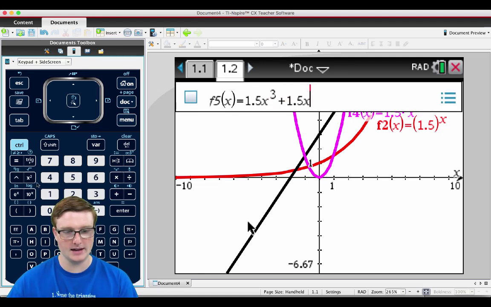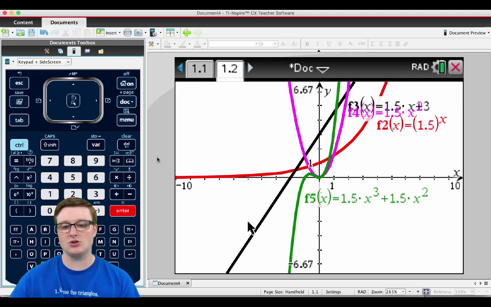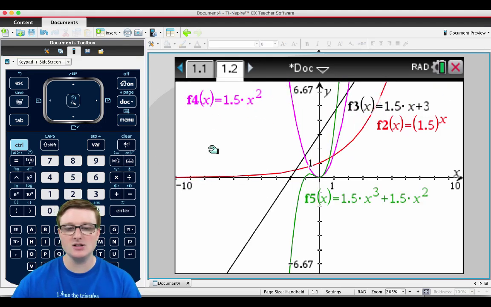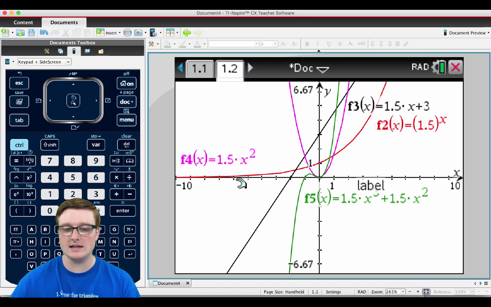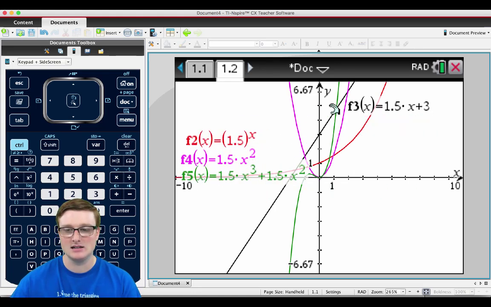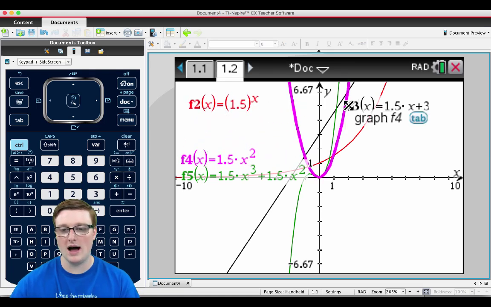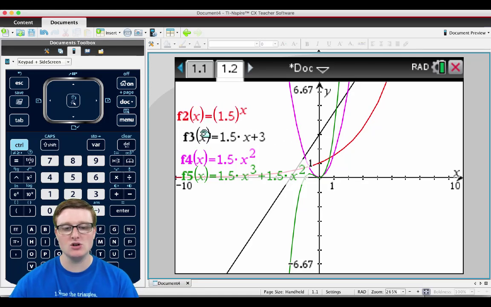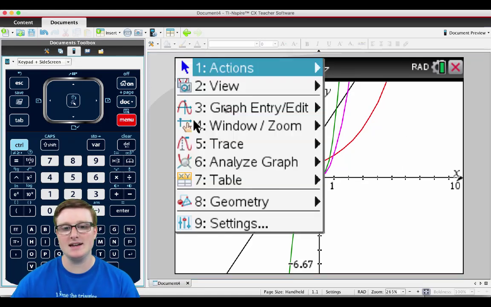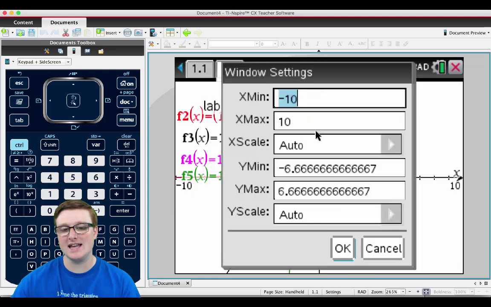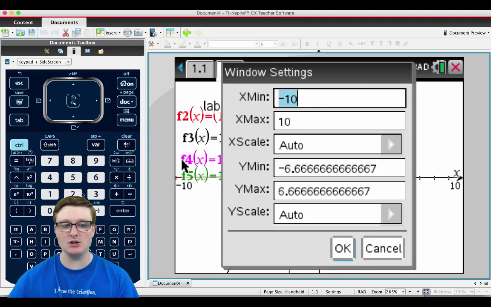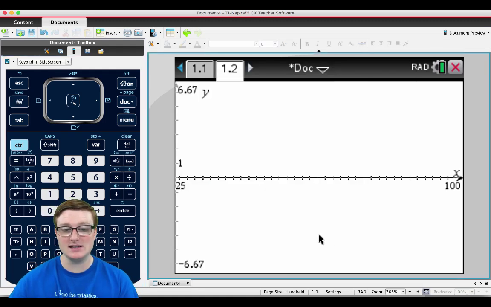Plus 1.5x squared. Okay, so we have these graphs, right? And it's saying to us, when we go beyond x is equal to 25, which of the following functions has the greatest y value? So if I actually go to my calculator and I do menu, Window Zoom, Window Settings, and I make the x minimum value 25, and I make the x max like 100, what it does is it shows me, oh, and I need to change the y values, my apologies.